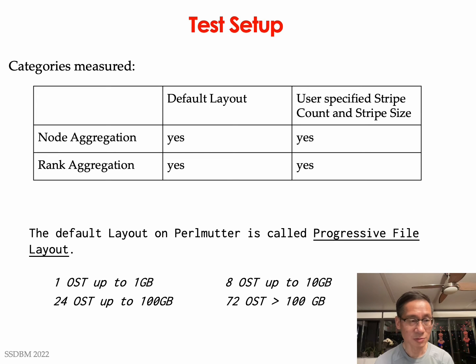So in our tests, we will not only test the node aggregation, but we'll also test rank aggregation. Furthermore, we'll test a number of cluster layout options. The default layout option is called progressive file layout. And here are the parameters for it. I won't read it. The other option we're going to test is specifically setting something called stripe count and stripe size. We're going to be exploring dozens of these combinations.